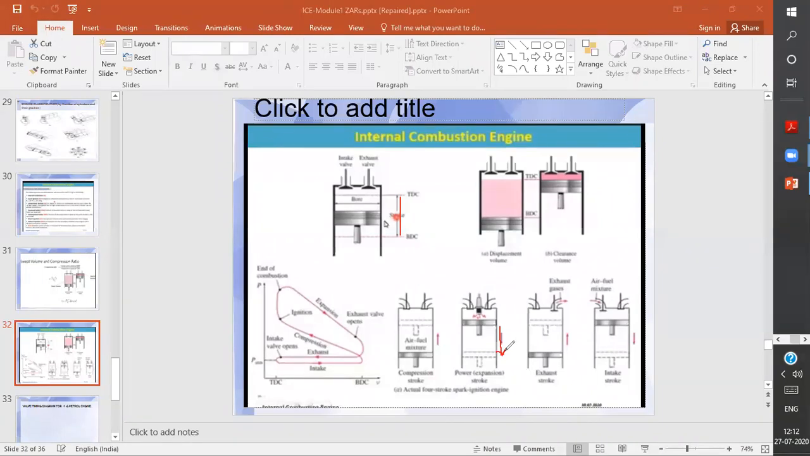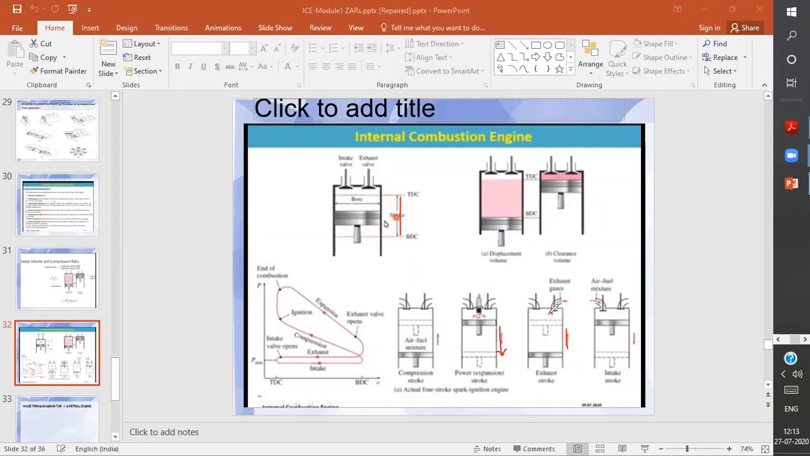In the actual cycle, the opening and closing, listen to this carefully, the opening and closing of inlet and exhaust valves is a little bit different. When the piston starts moving up, the exhaust valve should open, as soon as the piston starts moving up. But what is happening? The exhaust valve is opening a little bit early. A little bit early means what?